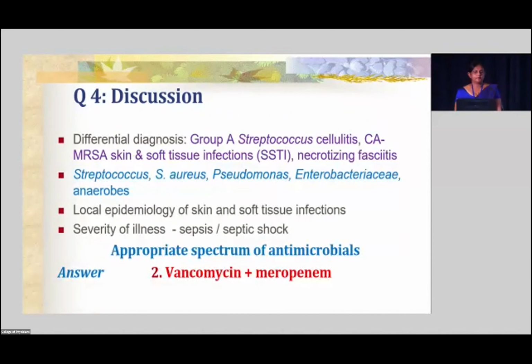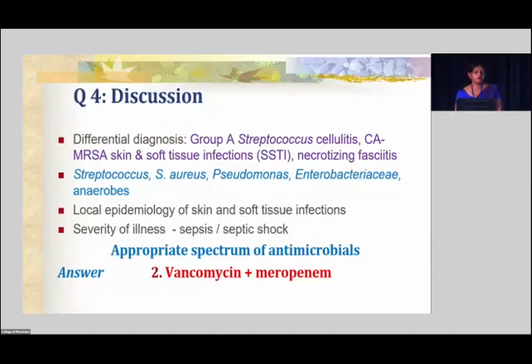Yes. Now, cellulitis, the differential diagnosis, you have to know, there are 3 common differential diagnoses. It could be group A Streptococcus cellulitis or community acquired MRSA skin and soft tissue infection, or it could be necrotizing fasciitis. And the organisms will be Streptococcus, including group A, Staph aureus, including community acquired MRSA, Pseudomonas or any gram-negative bacilli, and anaerobes. So you have to cover all these organisms.